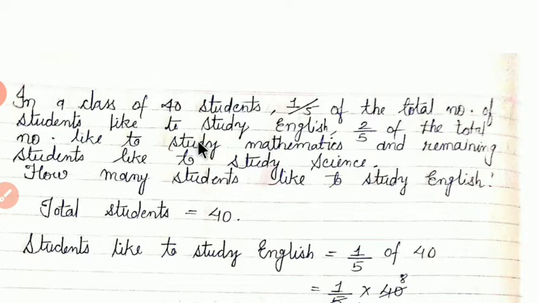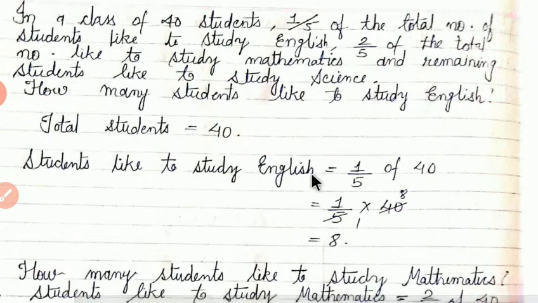Here you can see a class of 40 students. It means how many total students are there? 40. 1 by 5 of the total number of students like to study English. Out of 40, 1 by 5 part. It means how many parts are there in total? 5 parts. Out of 5 parts, only 1 part likes to study English. The number of students is not given, it is given as a part of a number.